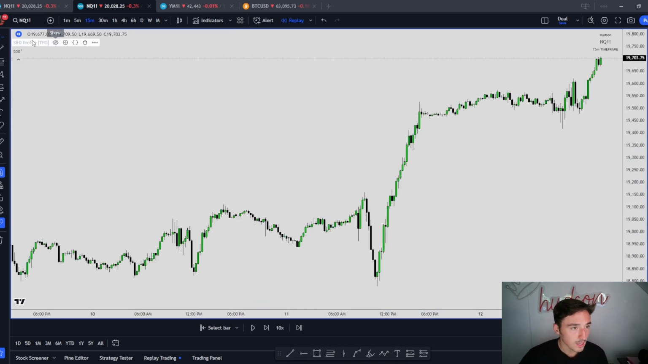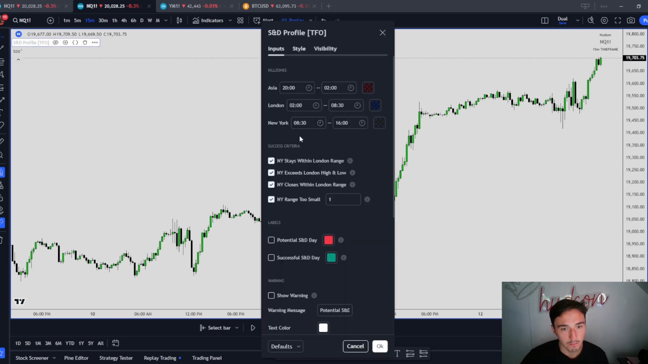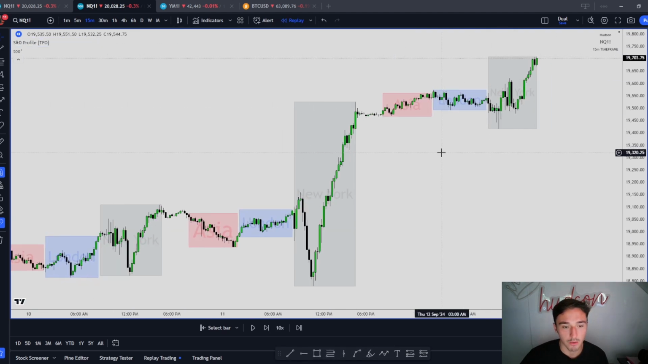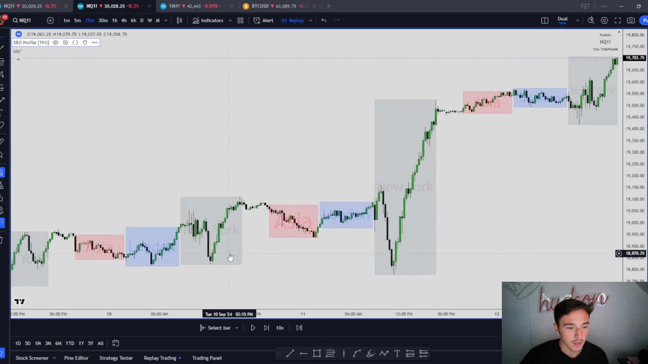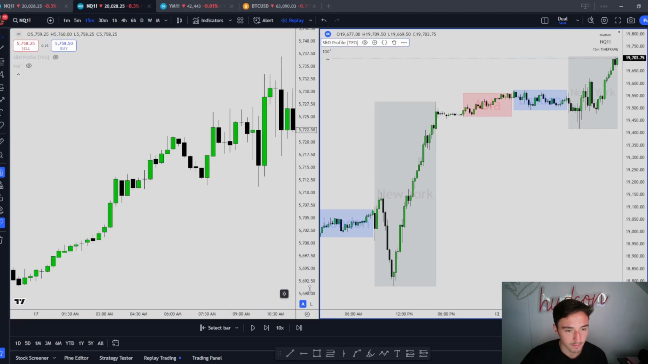So you're going to want this indicator, S&D profile TFO. Put these session times on, right? That's it. And then all you're going to do is turn these boxes on, right? And right here, London takes the high and the low of Asia.